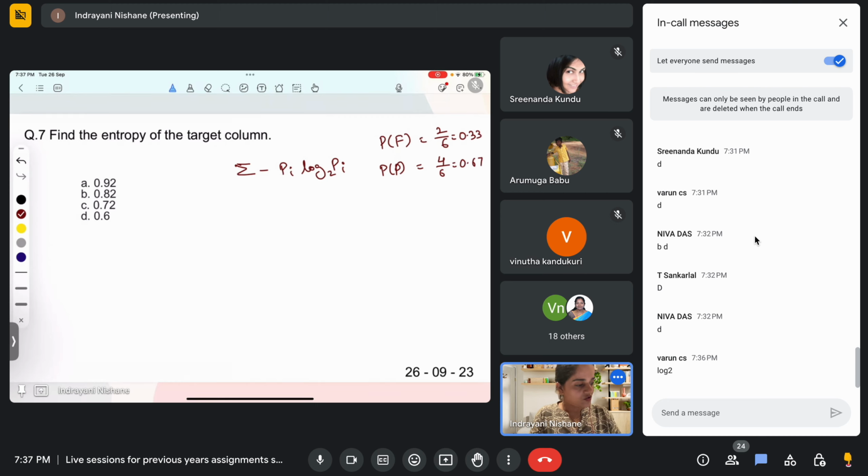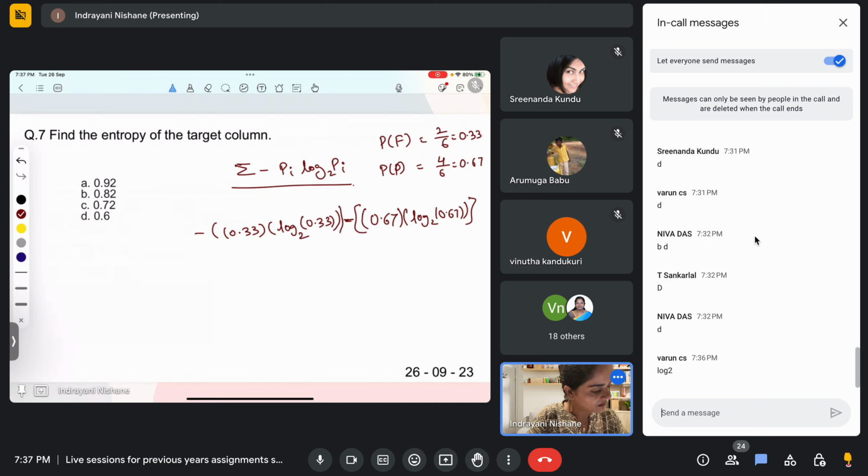So now let us do this one thing: minus 0.33 into log to the base 2 of 0.33, minus, because this is minus summation. Okay, so minus 0.67 into log to the base 2 of 0.67. So we have to calculate this particular value.